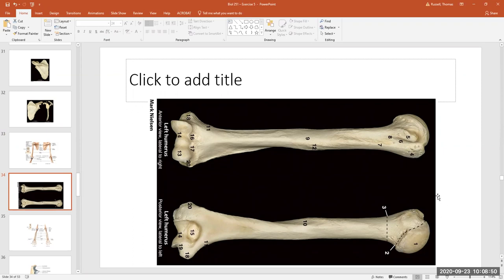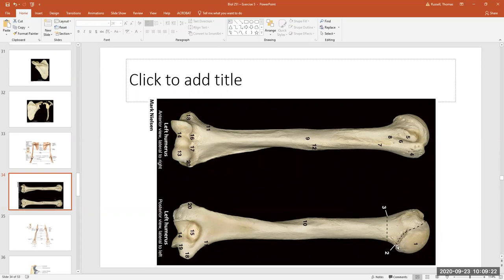You have to be able to identify the head of the humerus, which is the large rounded elevation at the proximal end of the bone. This is what forms your shoulder joint with the scapula. We have to know the anatomical neck of the bone. The anatomical neck is this dotted line right here. Basically, it goes around where the head of the humerus attaches to the bone itself. So around this way is called the anatomical neck.